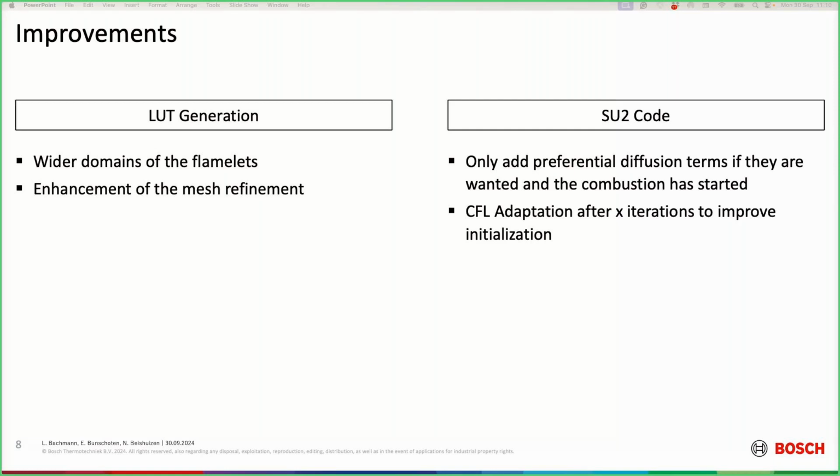So what we did is we implemented an additional parameter to the adaptation that basically just states when the adaptation is going to start. So for example, if you have your spark starting after 500 iterations, you can now say that you want your CFL adaptation to start after 1,000 iterations, which really makes the whole process of initialization of a new case much easier.